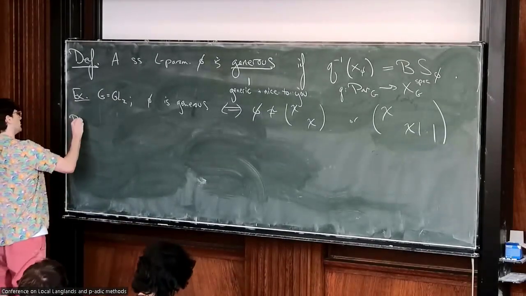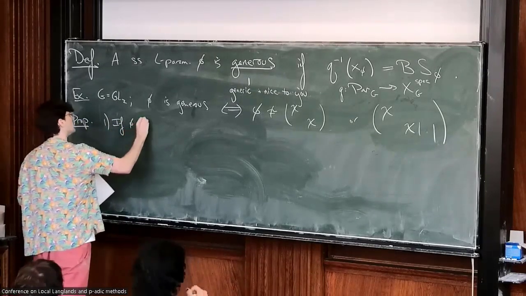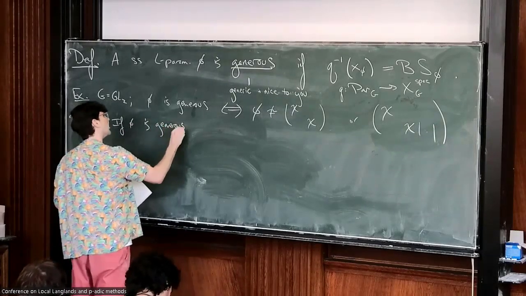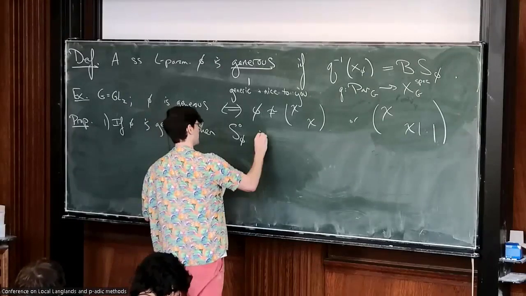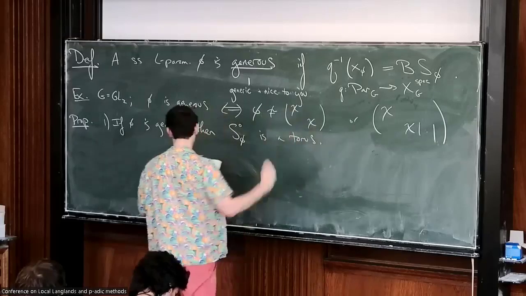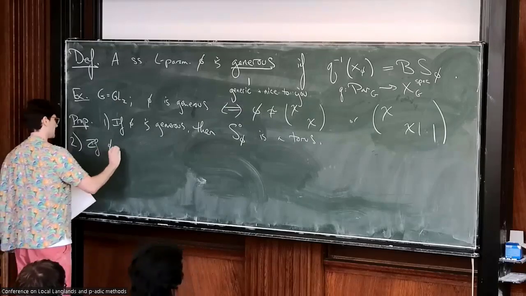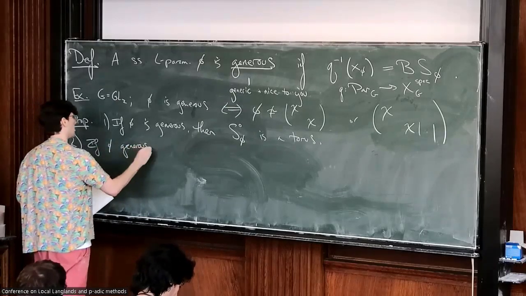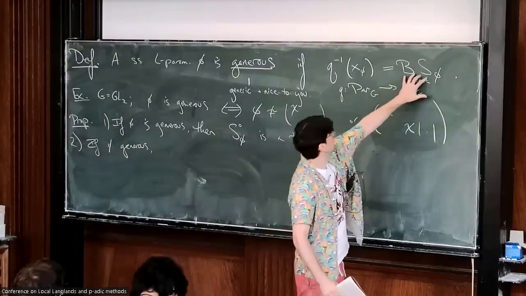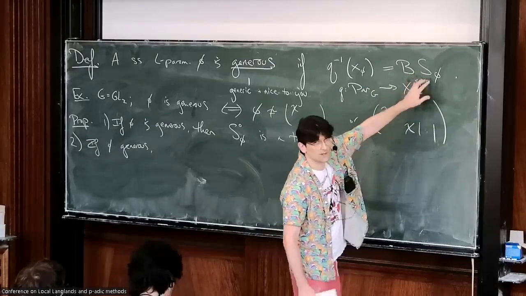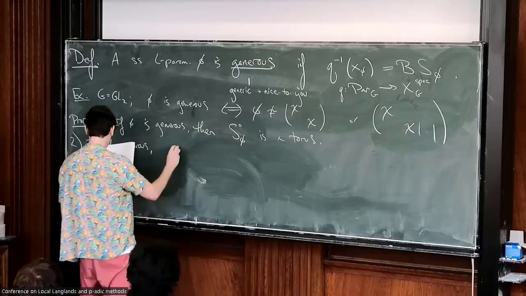So some little facts about these. This proposition: if phi is generous, then the centralizer group can't be too complicated. So in fact, the neutral component is a torus. And also, just by the very definition, you see that there's some canonical closed immersion from this gerbe into the entire stack of L parameters. And in fact, the whole stack is smooth at this point, and this map is a regular immersion.